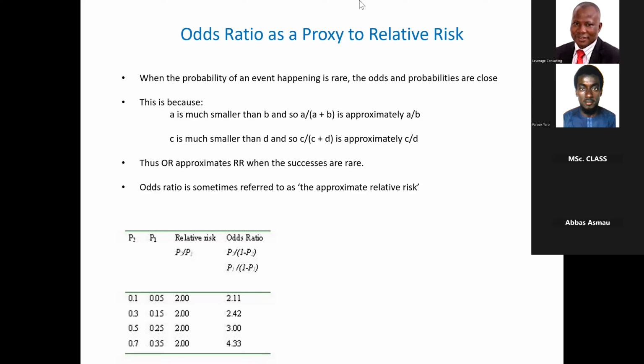If the risk among the exposed is 0.5 and among the non-exposed is 0.25, the relative risk is 2. The odds ratio is 3. If the risk is 0.7 among the exposed and 0.35 among the non-exposed, the relative risk is 2 and the odds ratio is 4.3. In which row is the value of the odds ratio closest to the relative risk?